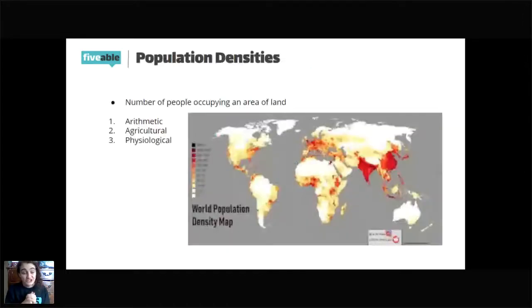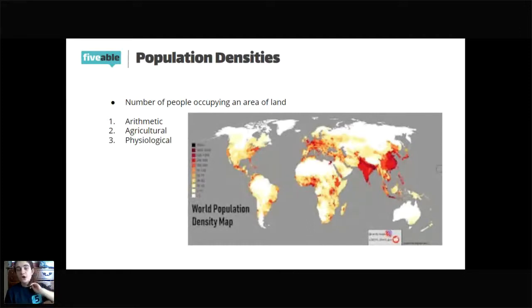Now we're gonna be talking population densities, right? Population density, the general definition, is the number of people occupying an area. There are three different densities we're gonna be talking about: arithmetic density, agricultural density, and then physiological density.